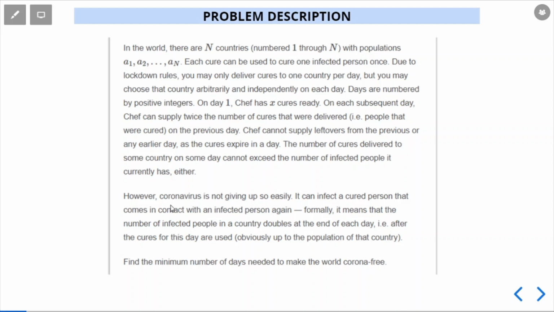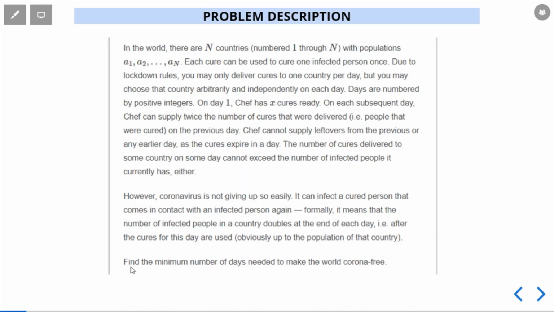It is obvious. However, coronavirus is not giving up easily. It can infect a cured person who comes in contact with an infected person again. That means on each day the population of a country doubles after the cure has been done for that country. So if the country has a population of 20 and we cured 10 people on day 1, then on day 2 the infected people will be 20, because the rate of infection is double. The 10 people who were infected will again infect the remaining 10 people.